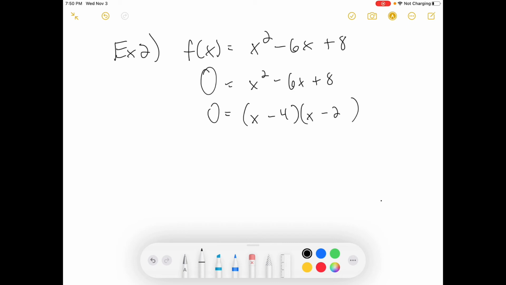Now, what would make both of these factors equal 0? The first one, if x is positive 4, so x would equal 4 to make that factor equal 0. And in this one, x would have to be positive 2 to make that one equal 0. So these are my two zeros. You can verify that. Make sure you're right.